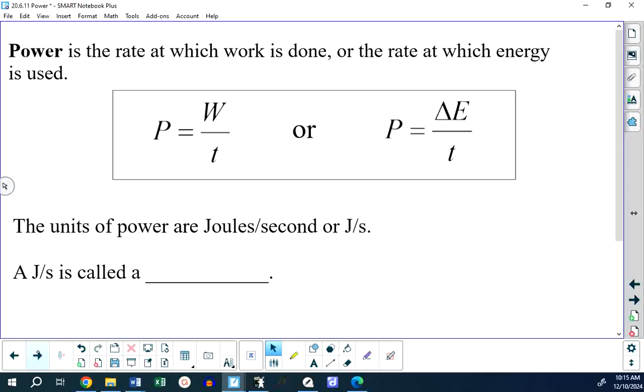The formula on your left is on your formula sheet, and I wish it wasn't. I wish the formula on your formula sheet is the one on the right. Okay? And I'll get to in a few minutes why this is the case. But the definition of power is the rate at which you do work, the rate at which you transfer energy.